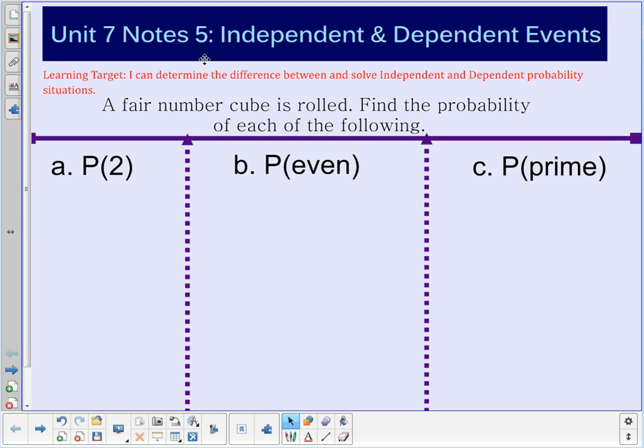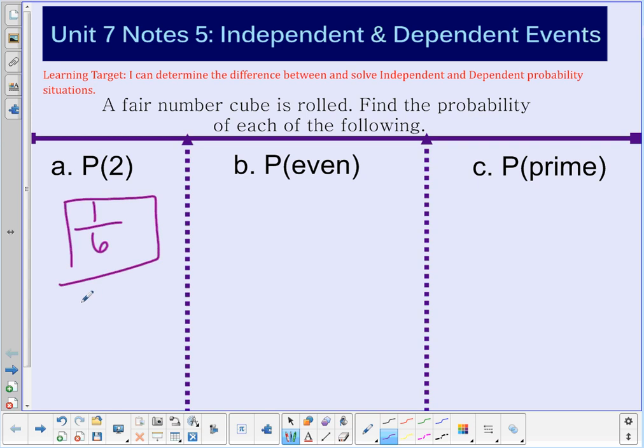For A, we're looking for the probability of getting a 2. Well, there's only one 2 on a number cube, so the number of successes would be a 1, and there's 6 total outcomes, so that'd be a 1 out of 6. We could make that a decimal, or we could just leave it as it is, and that would be fine. There's no way to reduce 1/6, so that's your final fraction there.